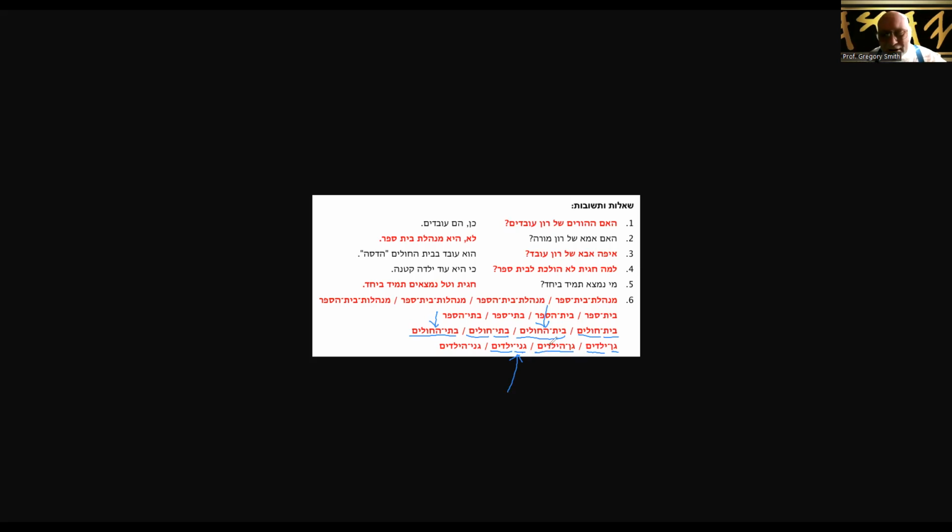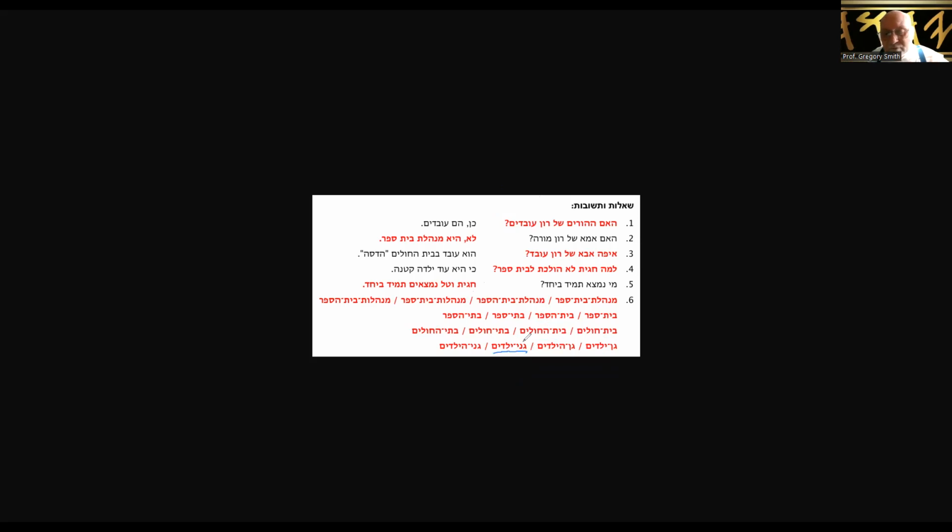Garden of children. All right, look at this here. Gani. So when you put it together with children, it reduces down in the construct state. So what is the normative state? This right here, ganim. And what happens if you add it to an adjective or a descriptive noun? Guess what? This mem sofit gets X'd out, and it becomes gani yeladim.